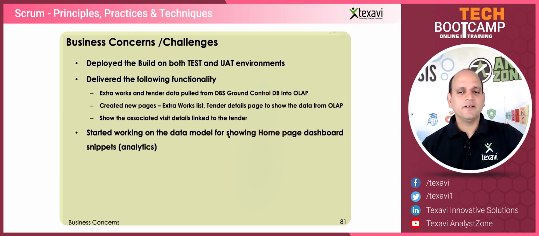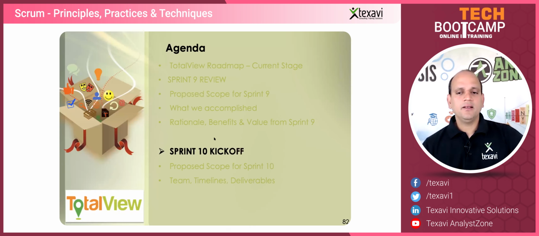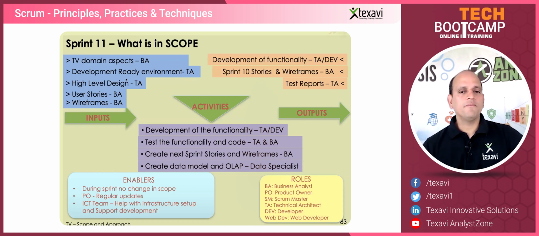So started work on the data model. We are mentioning what is the key value proposition from this sprint, why it's important to do this sprint. And then we're talking about what is in scope for the sprint. Remember, this is my favorite, so I actually showed this in the same place, same way. Functionality, TA, dev, and so on. Activities, what activities are we going to do? And what are the outputs coming in from sprint 11? So domain aspects, development ready, development functionality, and so on. So just give an example of the things that are going to come in the next sprint.